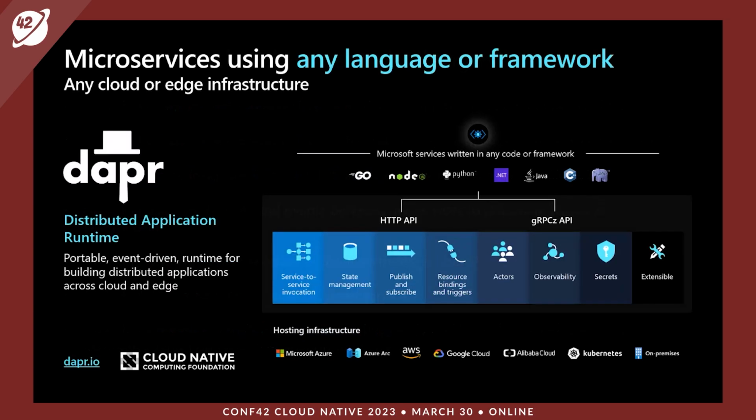Dapr is a portable, event-driven runtime that makes it easy for any developer to build resilient, stateless, and stateful applications that run on the cloud and the edge. It provides best practices for common capabilities when building microservices applications, which the developer can use in a standard way and deploy to any environment. It does this by providing distributed system building blocks. Each of these building block APIs is independent, meaning that you can use one or some of them in your application.